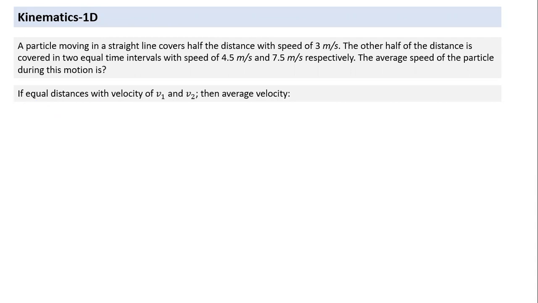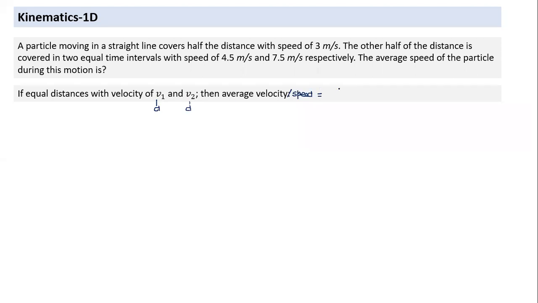If an object travels equal distance with velocity v1 and v2, then what is the average velocity? Average velocity in this case is (v1 plus v2) by 2? Okay, how do we solve that one? You don't have to remember any such formula. It travels equal distance: with v1 the distance is d, and with v2 also the distance d.